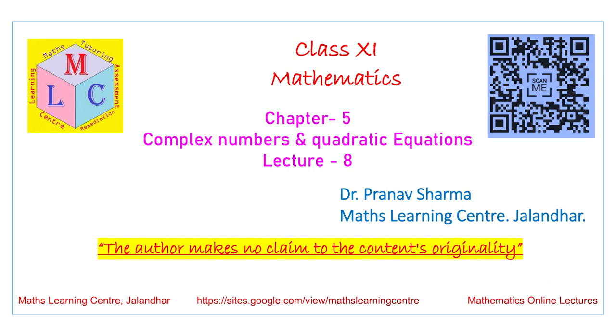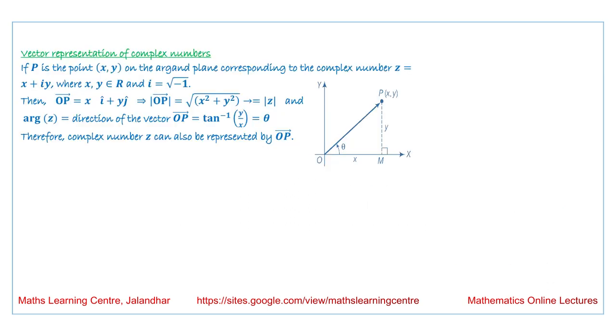We are going to start now the next lecture, lecture 8 of class 11th mathematics, chapter 5, complex numbers and quadratic equations. In this lecture we will study some geometric properties of complex numbers. First of all, we are going to talk about the vector representation of a complex number.